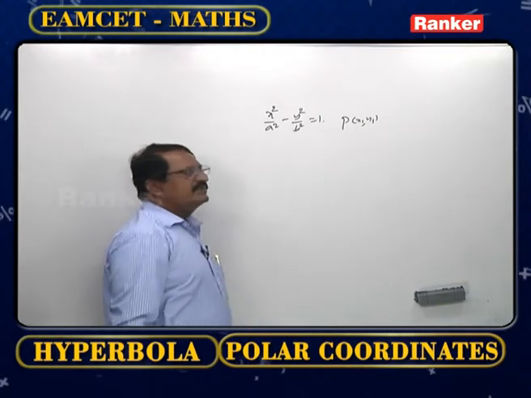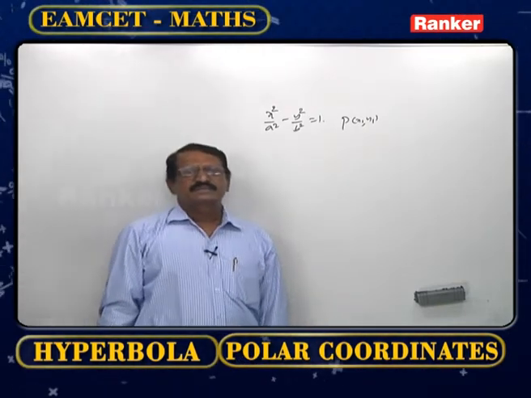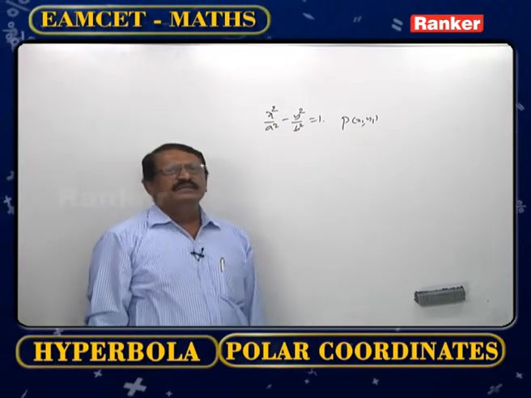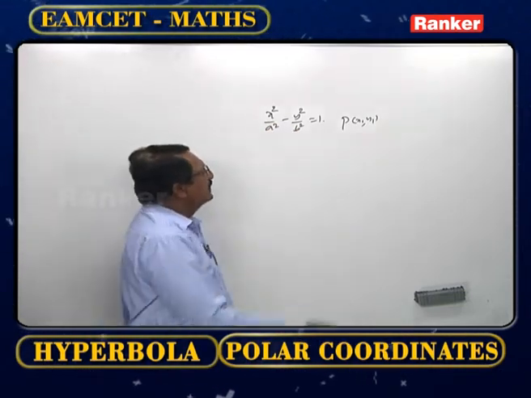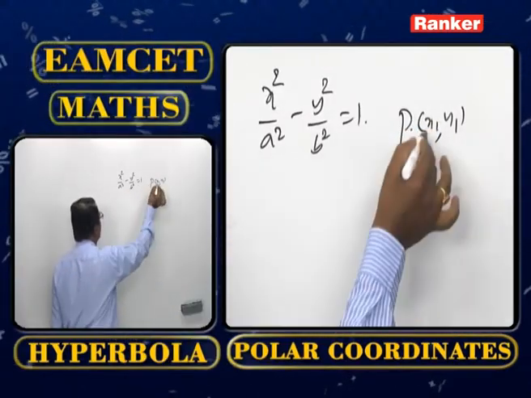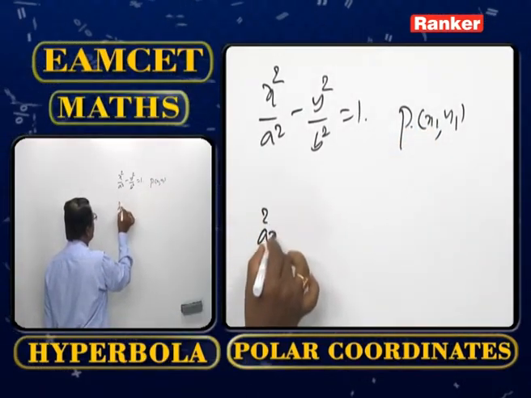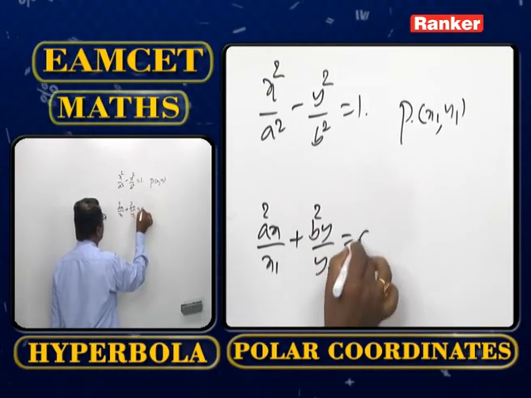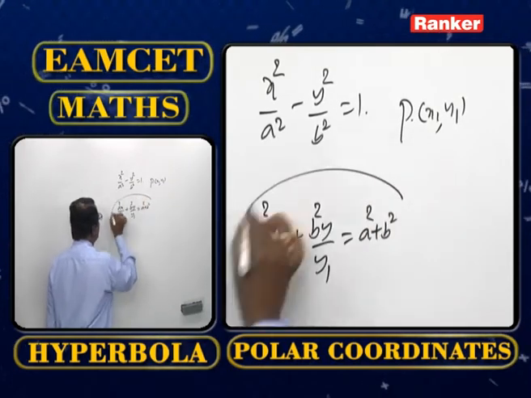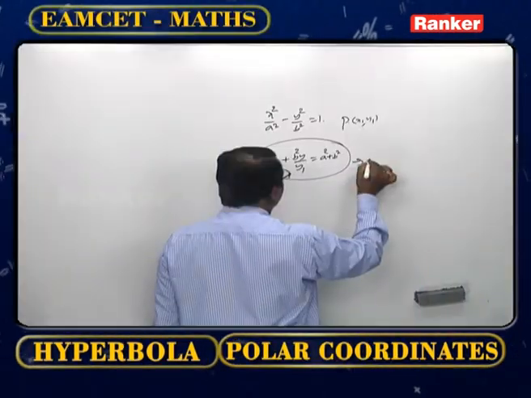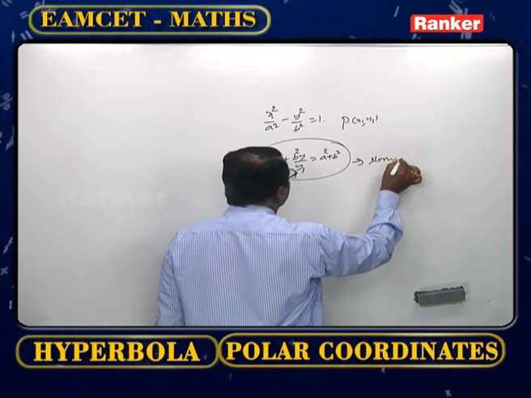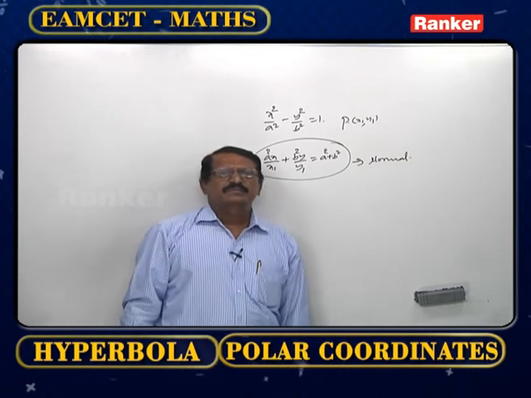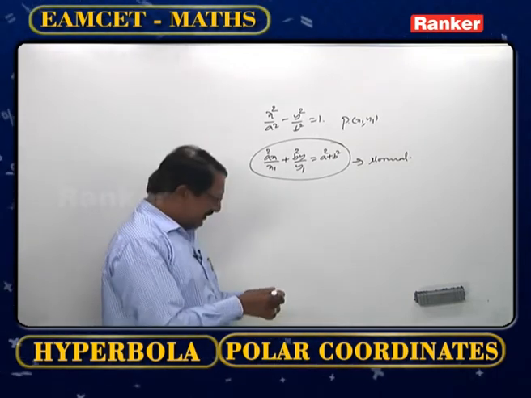Now the equation of the tangent at the point (x1, y1) is S1 equals 0, or x x1 by a square minus y y1 by b square equals 1. Similarly, the equation of the normal at (x1, y1) is a square x by x1 plus b square y by y1 equals a square plus b square. It is the equation of the normal at (x1, y1) to the hyperbola x square by a square minus y square by b square equals 1.